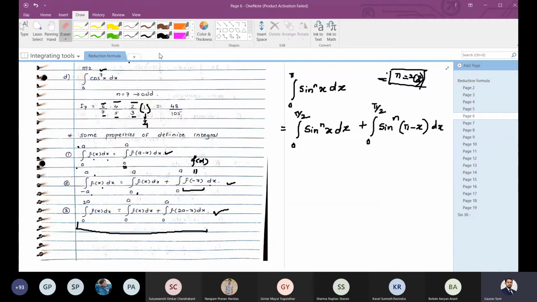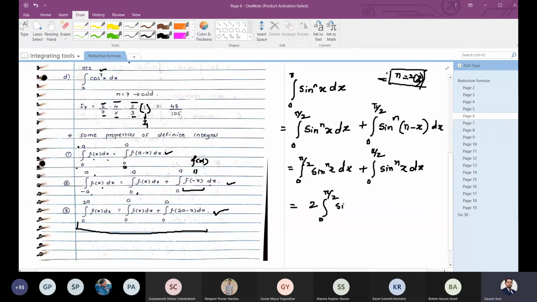Yes or no? Sine of 180 minus theta is sine theta. So this will be integral 0 to pi by 2 sine raised to n of x dx plus integral 0 to pi by 2 sine raised to n of x dx. So this is equal to 2 times integral 0 to pi by 2 sine raised to n of x dx.